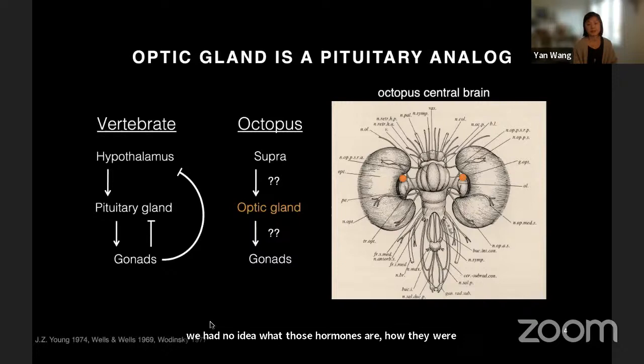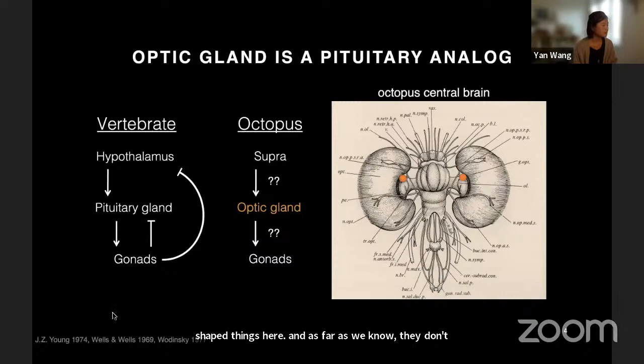So this is a top-down view of the octopus central nervous system. Pardon my cat right here. I've highlighted the optic glands in orange right here. They're these tiny little spheres. They're called the optic glands because they're closely associated with the optic lobes, which are these bigger kidney-shaped things here. And as far as we know, they don't have any function in visual processing.